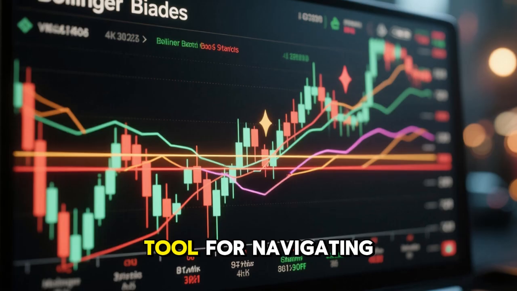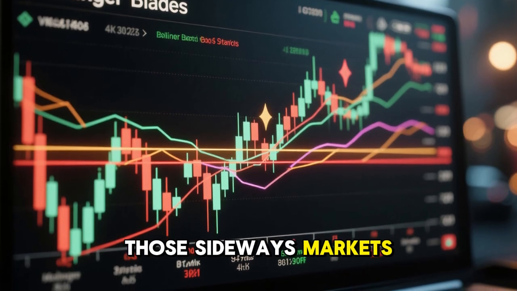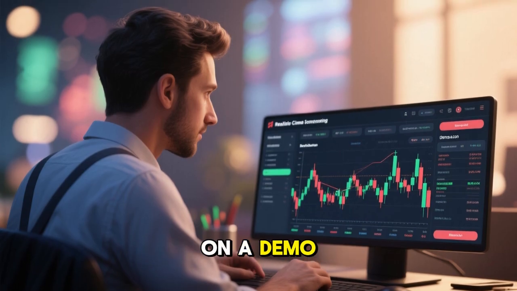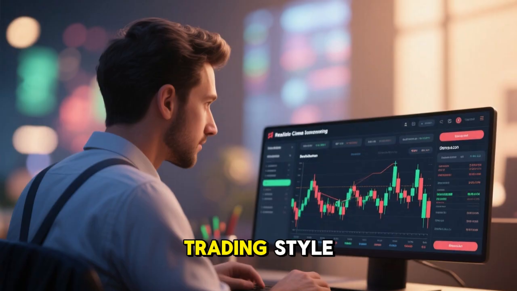It's a powerful tool for navigating those sideways markets. Backtest it, practice on a demo account, and see if it fits your trading style.